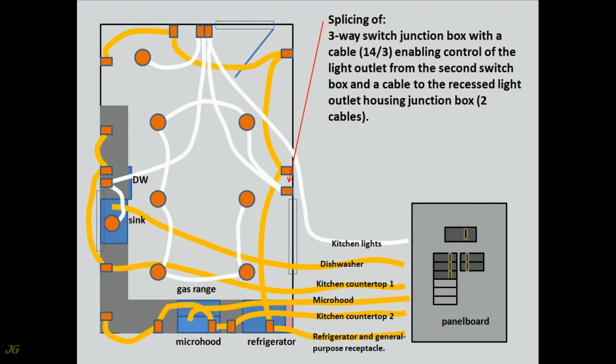Splicing of three-way switch junction box with a cable 14-3 enabling control of the light outlet from the second switch box and a cable to the recessed light outlet housing junction box. 2 cables.